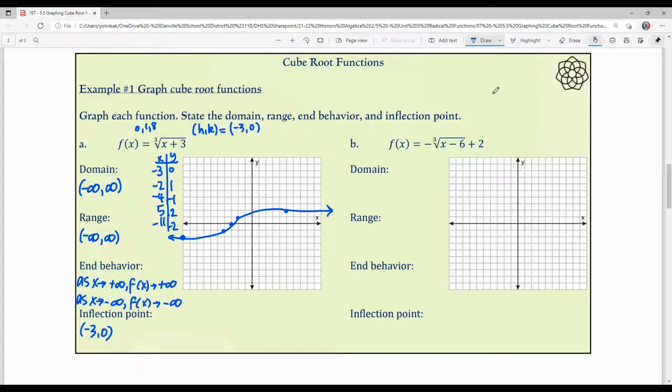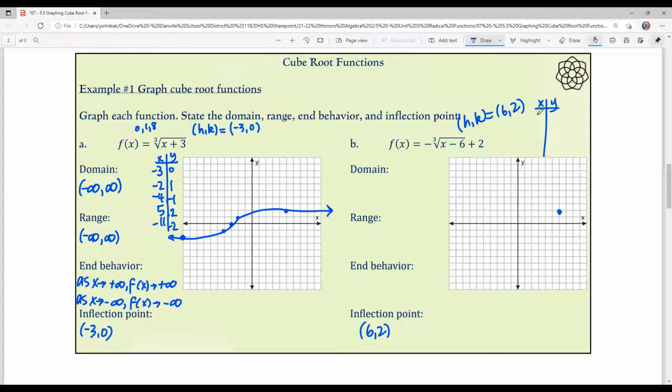All right, if we take a look at letter B, f of x equals negative cube root of x minus 6, plus 2. Notice that my h and k is going to be 6, 2. That's my inflection point, so I can put that down here. Notice that it's going to be translated 6 units to the right, 2 units up, and it's going to be reflected over the x-axis. So if I make my table, I want to start with my inflection point, which is 6, 2.